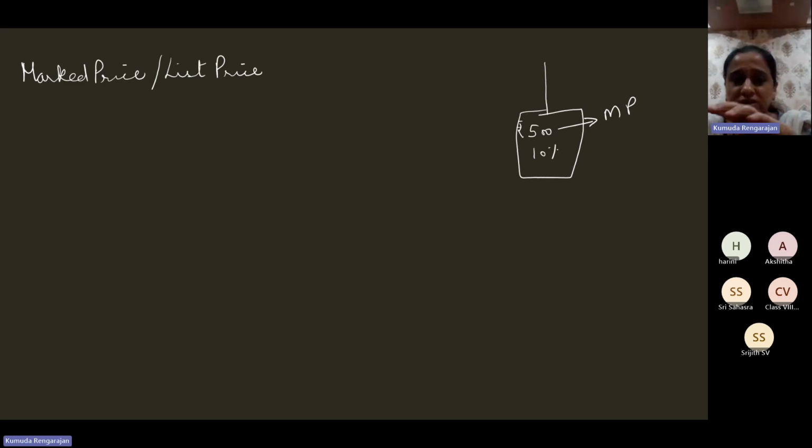The tag which you see, if there's a discount sale going on in a particular store, you enter that store and you pick a dress for yourself, and you see a tag on the dress. It says rupees 500 and below that discount 10%. Now this 500 rupees is the marked price.